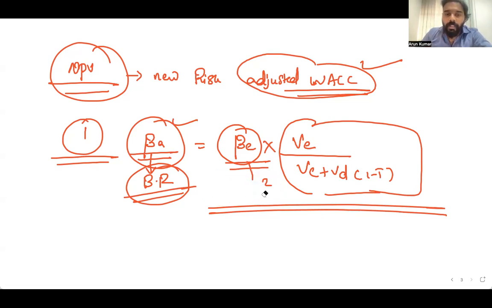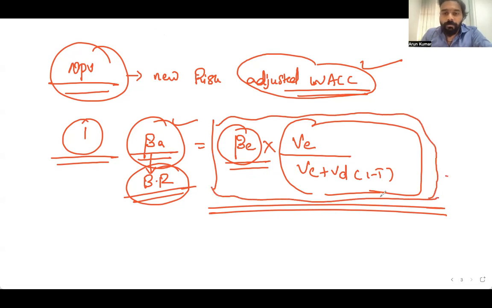Okay, that is the concept, but with just 2 or 3 weeks left for the exams, you have to mainly focus on the calculation part. So the first step is to calculate the business risk using this formula. Once you get that beta A, that is the business risk of the new industry.